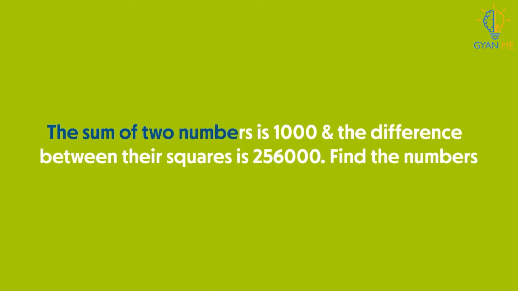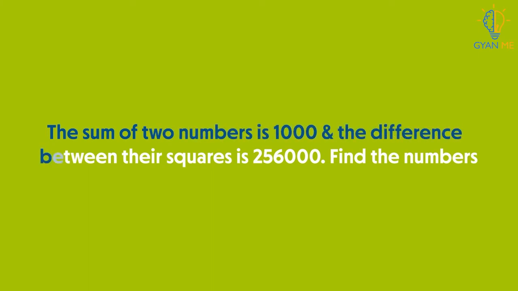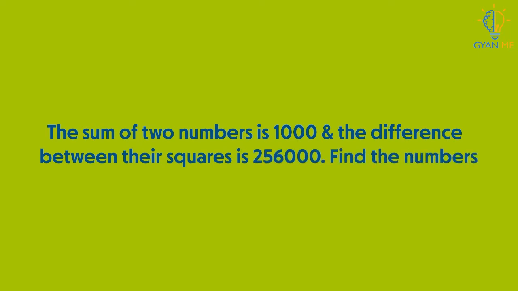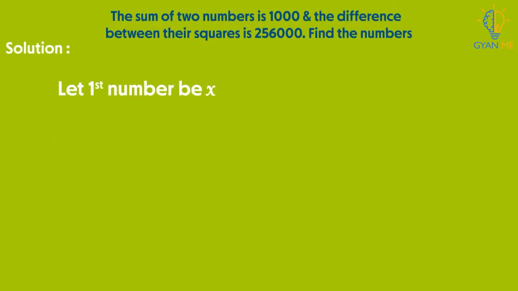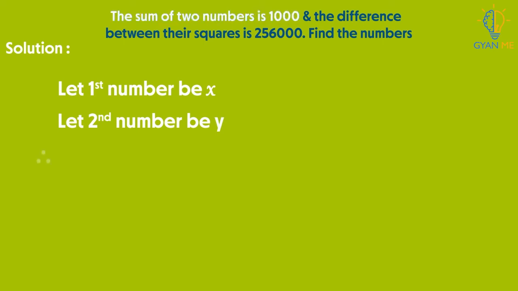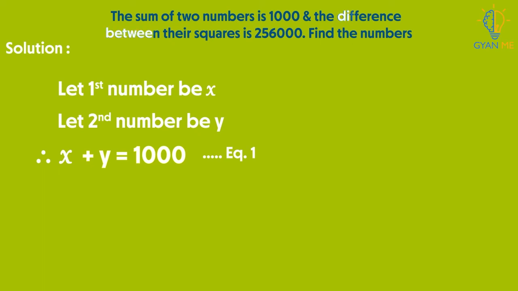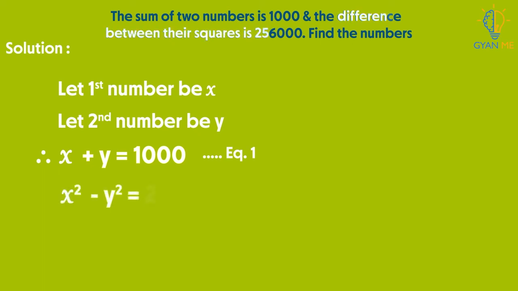Let's see another example. The sum of two numbers is 1000 and the difference between their squares is 256,000. Find the numbers. Here we want to find two numbers. So let us take one number to be x and the second number to be y. We are given their sum is 1000. Therefore, x plus y is equal to 1000, which becomes our equation 1. Now, as per the second condition, we have the second equation, that is x square minus y square is equal to 256,000, which becomes our equation 2.